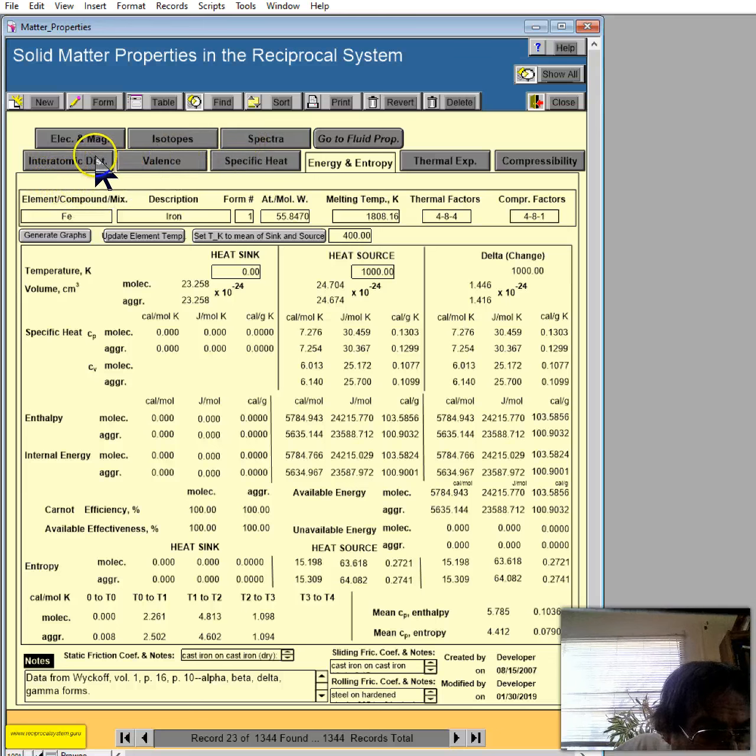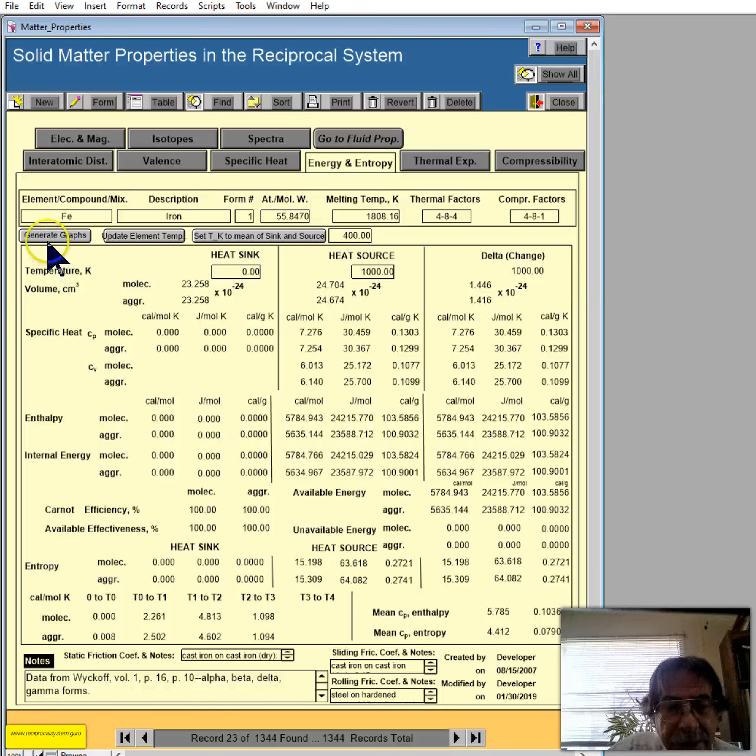Now, this stuff is also on the specific heat screen, of course. And here we have cal per mole per K, joule per mole per K, calorie per gram per K, and the deltas are here. Enthalpy is calculated here, and of course, at zero temperature, you'd expect it to be zero, so it is. The heat source, big change, all these are at 1,000. This is calorie per mole, joule per mole, calorie per gram, same thing with the deltas, which would of course be the same since these are all zero.